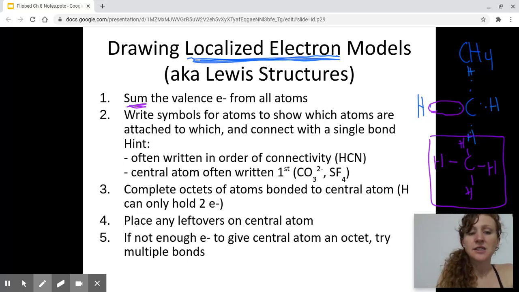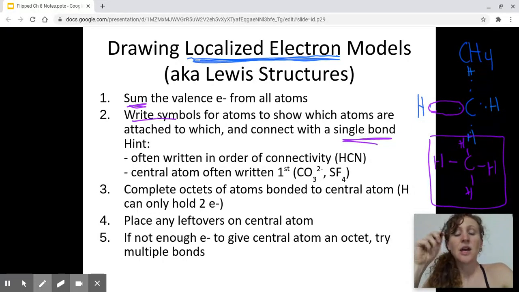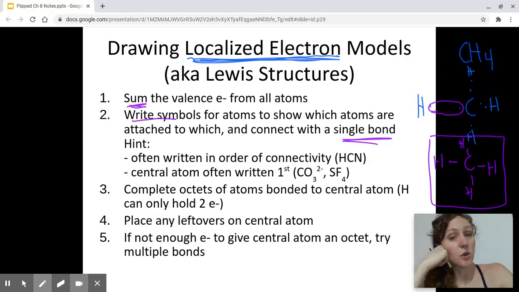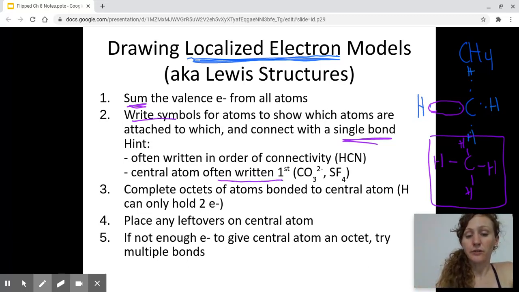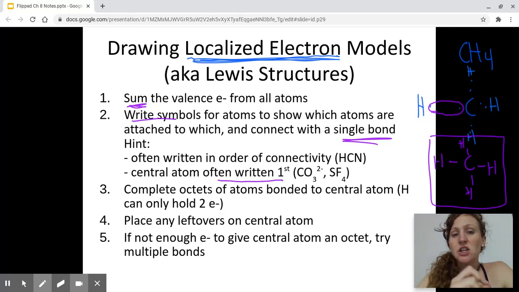The next thing is you're going to write all the symbols and you're going to attach them all with a single bond. Now, in doing this step, you have to decide which one's going to be your central atom. The central atom is often written first. So there's a little indication in the molecule itself, in the formula itself, as to how they are connected.